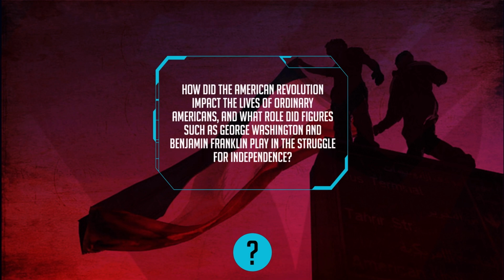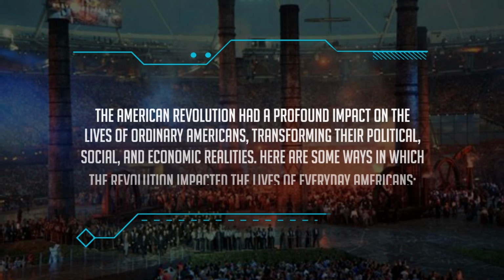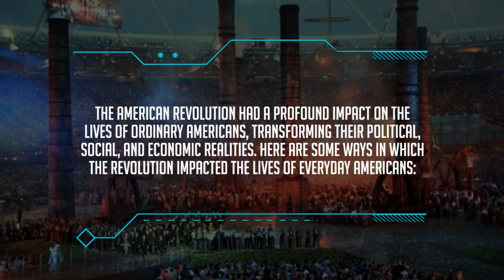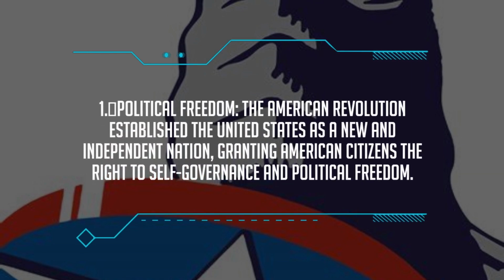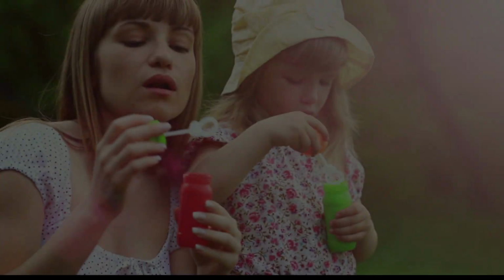How did the American Revolution impact the lives of ordinary Americans, and what role did figures such as George Washington and Benjamin Franklin play in the struggle for independence? The American Revolution had a profound impact on the lives of ordinary Americans, transforming their political, social, and economic realities. Here are some ways in which the revolution impacted the lives of everyday Americans. 1. Political freedom. The American Revolution established the United States as a new and independent nation, granting American citizens the right to self-governance and political freedom.